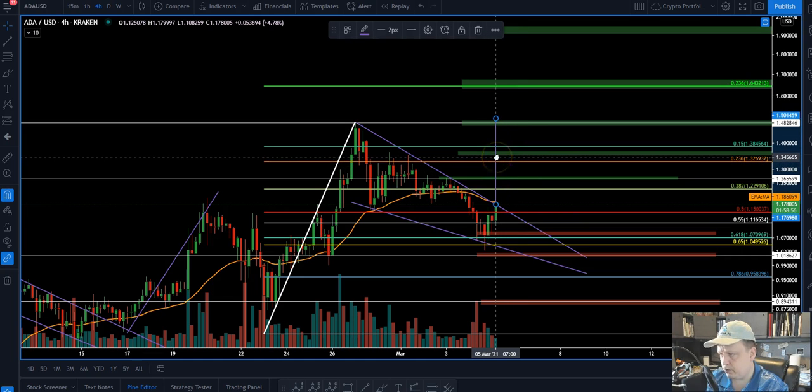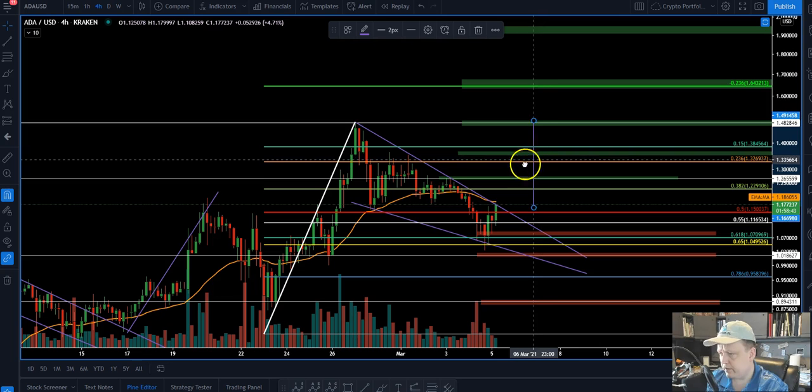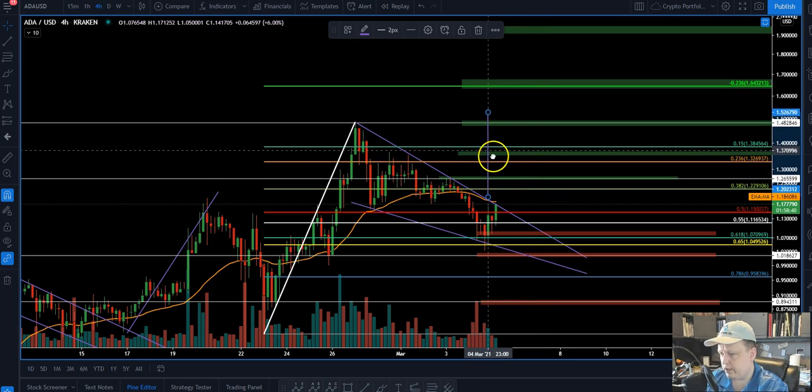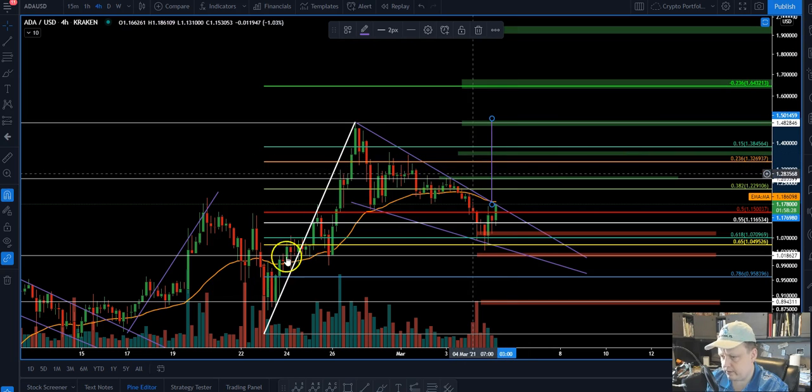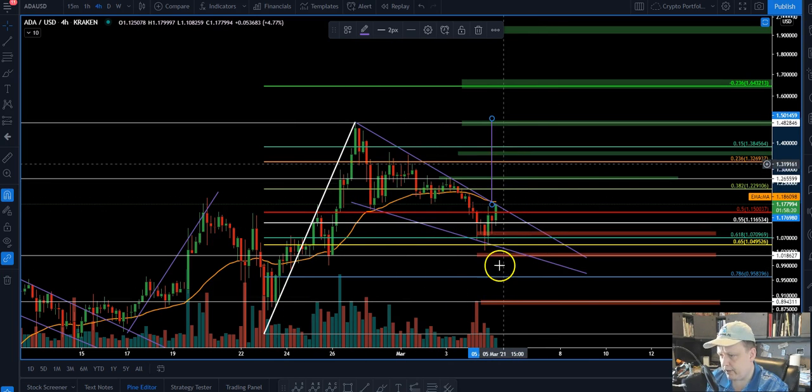Again, for ADA, if it breaks up, somewhere between 1.35, 1.36 and 1.48, maybe 1.50, something around that, could be the short-term price targets if this decides to move upward instead of downward. And like I said, you can see the bounce off of the 0.65 and the 0.618, which is a typical reversal area. And this is the bull wedge, a falling wedge in a bull market in an uptrend. So there's a higher probability for it to break up rather than down.